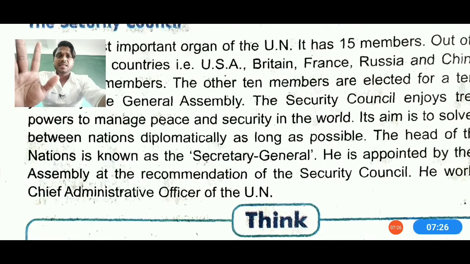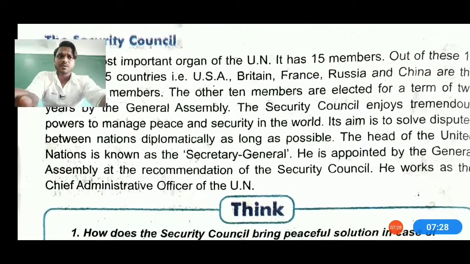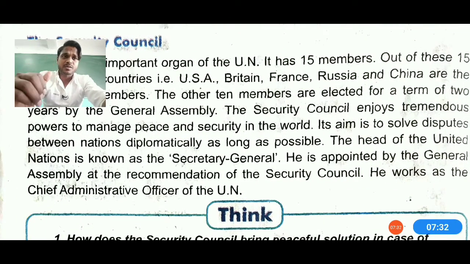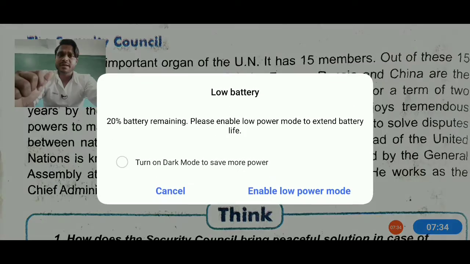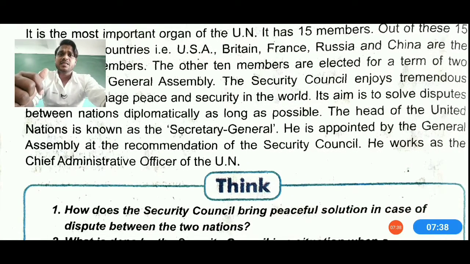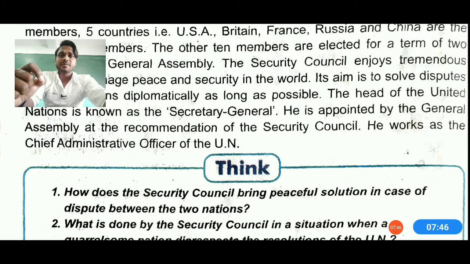My dear students, in this lecture we are going to focus on all six categories of the UN's bodies. So now comes the Security Council. Now, what is the Security Council? Generally we can say it is the most important organ of the UN. It has 15 members.